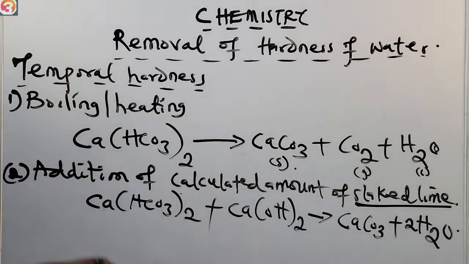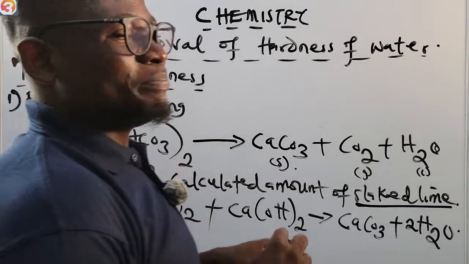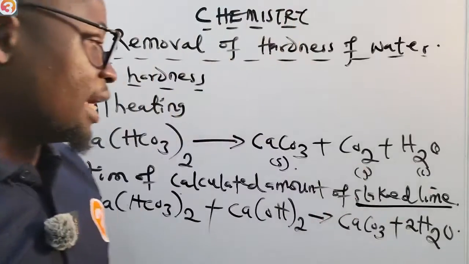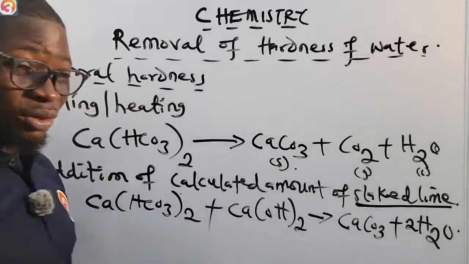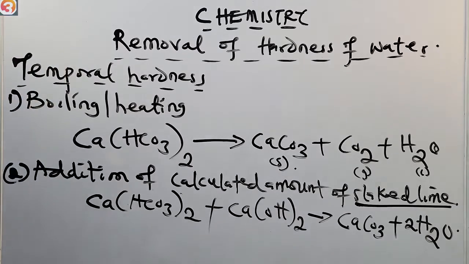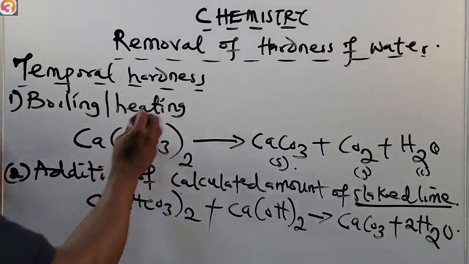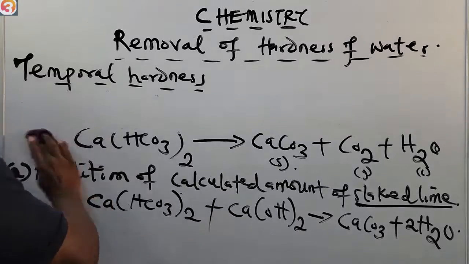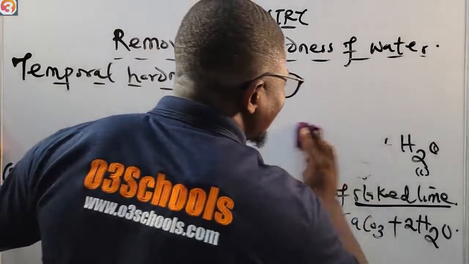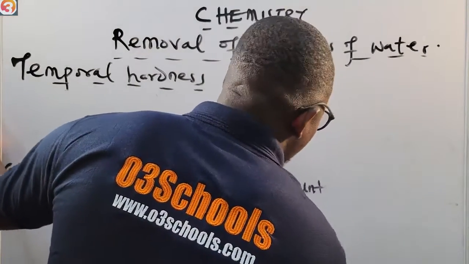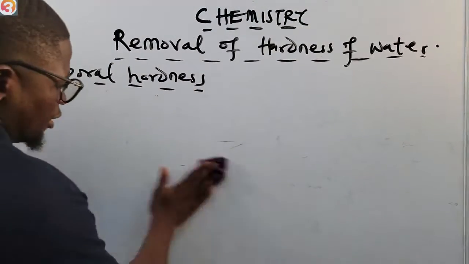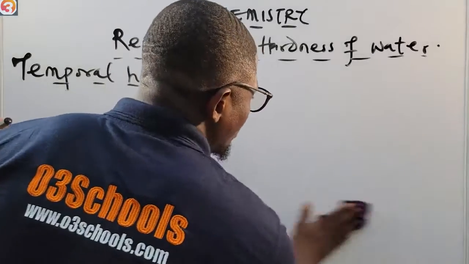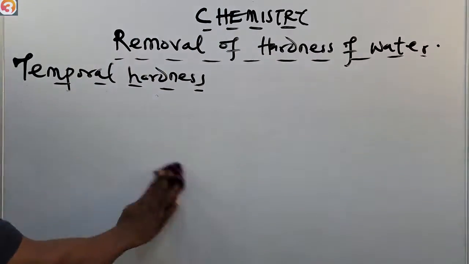Having seen these methods, I'm now going to talk about the methods or techniques for removing permanent hardness of water. Please take note of this. Remember, I said slaked lime is Ca(OH)2, calcium hydroxide. Now, how can permanent hardness of water be removed? We have quite a number of methods, and we're going to look at 3 of them.